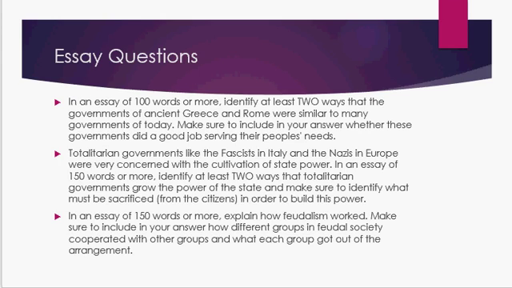So in an essay of 100 words or more, identify at least 2 ways that the government of ancient Greece and Rome were similar to many governments of today. This is where you're going to talk about things like voting in representation or democracy.